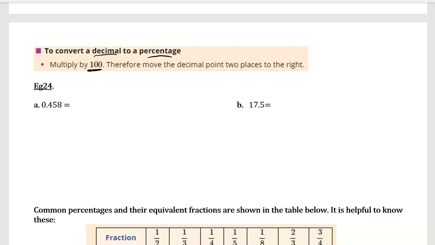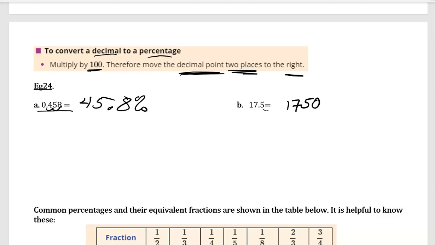Now, converting a decimal to a percentage is dead easy. We're going to multiply by 100, which is as simple as moving the decimal point 2 places to the right. So here we have 0.23. 0.458, which is equal to, I'm going to make 2 hops to the right, 45.8%. Similarly, if we've got 17.5, we're still going to make 2 jumps, so we're going to have 1,750%. All we did is move the decimal point 2 places to the right because we're multiplying by 100 to convert a decimal to a percentage.